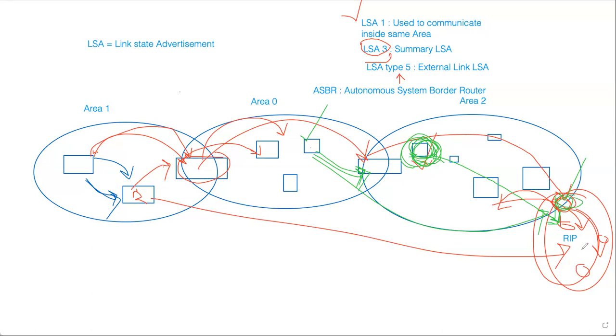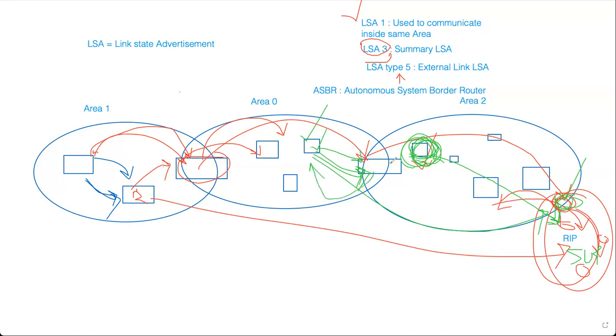let's say there is a person here called Suresh. Okay, I want to reach Suresh. This router wants to reach Suresh, but I don't know where Suresh is. I will ask, where is Suresh, to my border router. My border router will say, I know Suresh, use LSA type 4.